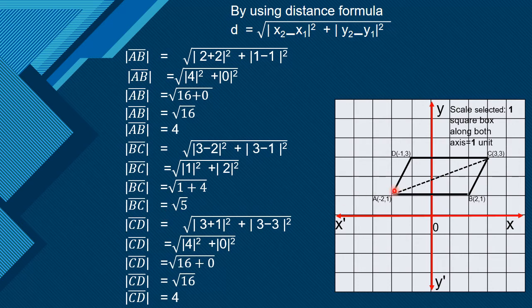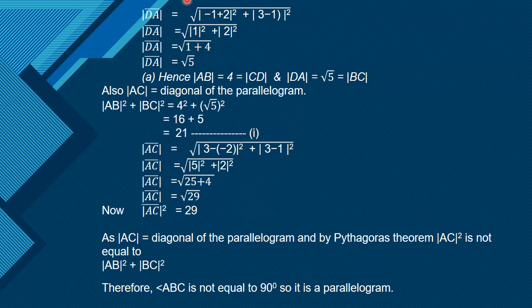Now we have to find out the side DA or AD. This should also be square root 5. Here students, DA also found as square root 5. Now we can see that AB and CD are both equals to 4 and DA and BC are both equals to square root 5. Therefore, the first condition is fulfilled here, that is the opposite sides are equal.